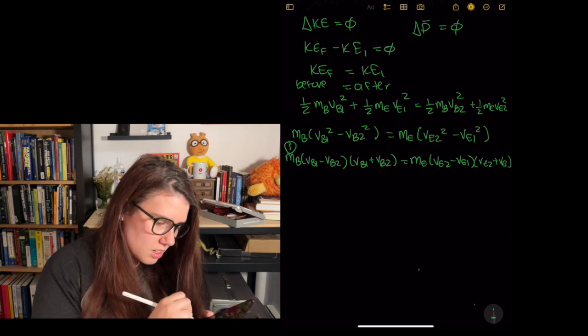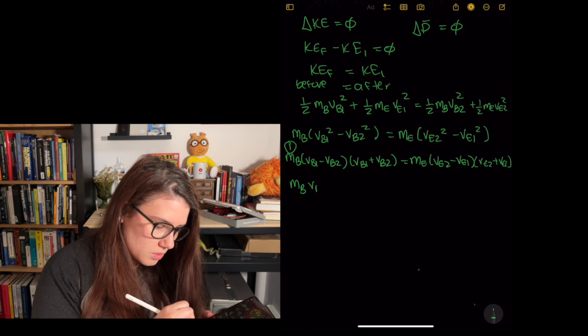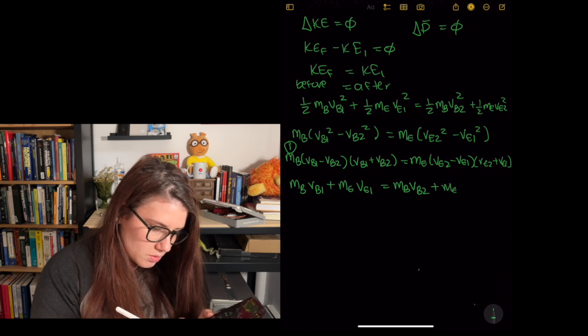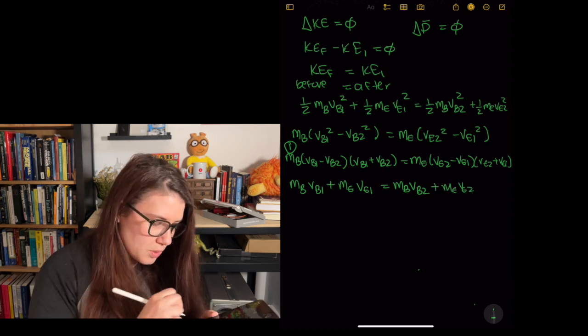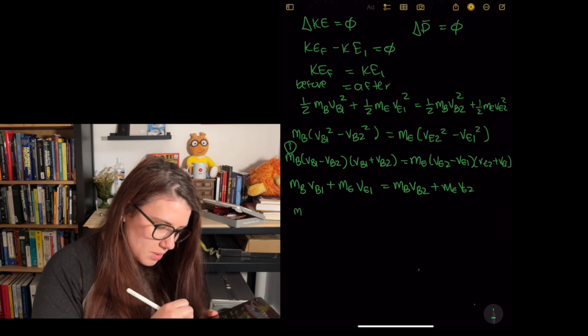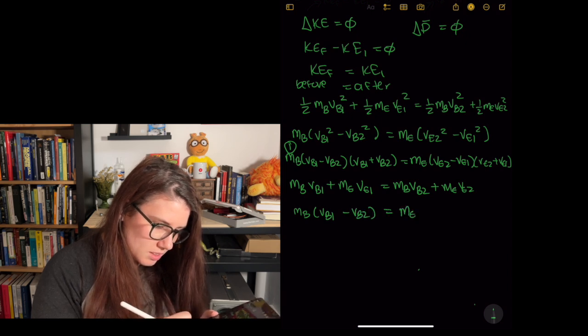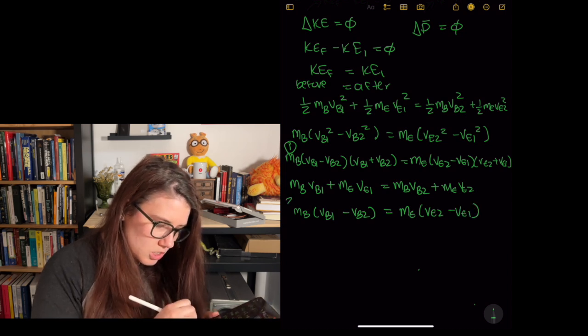Now let's look at our conservation of momentum, which says that the mass of the ball times the initial velocity of the ball, VB1, plus the mass of the earth times the initial velocity of the earth is equal to the mass of the ball times the final velocity of the ball plus the mass of the earth times the final velocity of the earth. Let's rearrange this so the balls are on one side. So we get mb times (VB1 minus VB2) is equal to me times (VE2 minus VE1). And we'll call this equation 2.